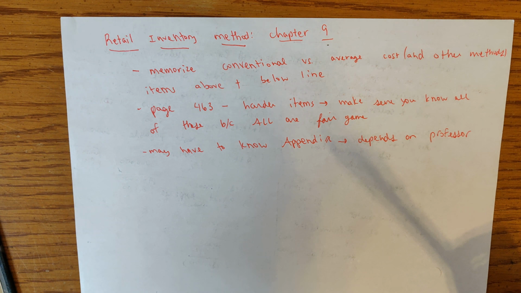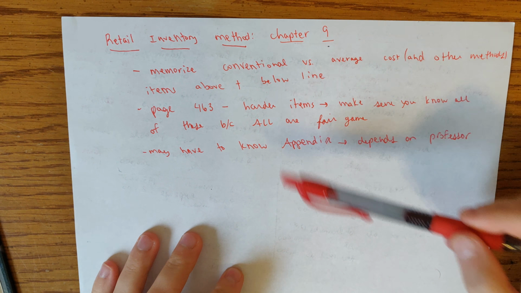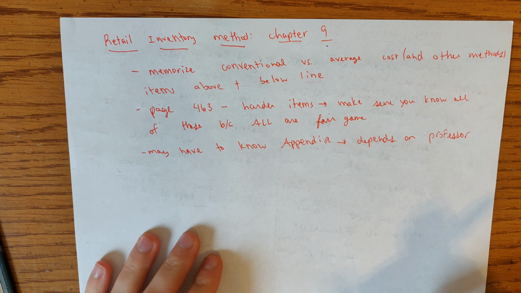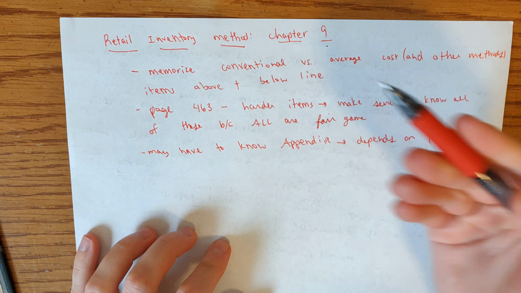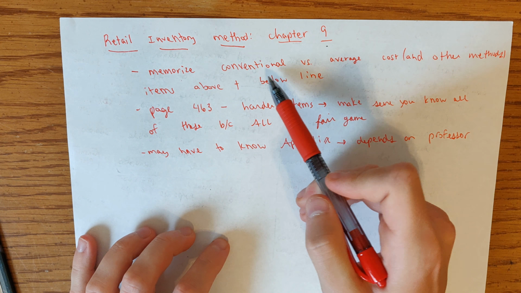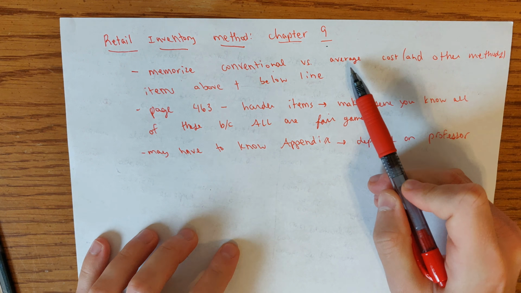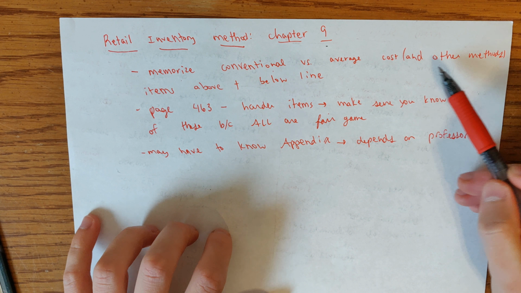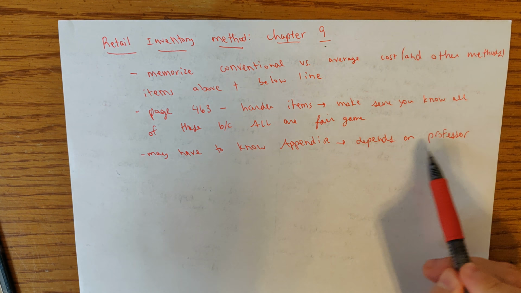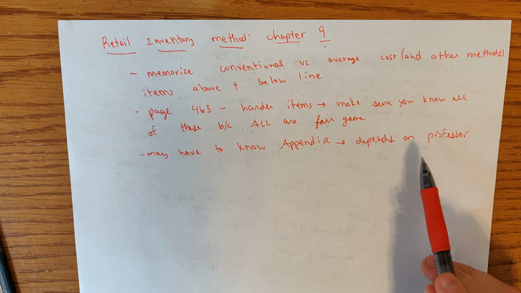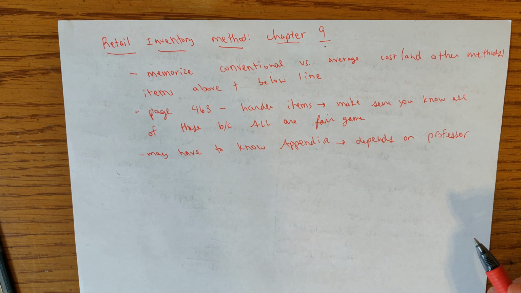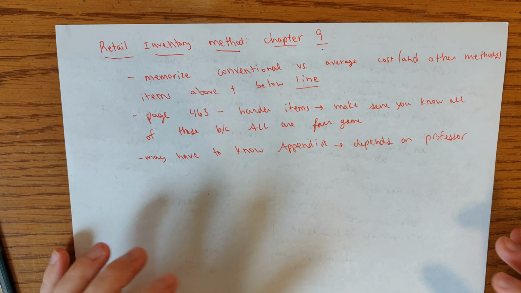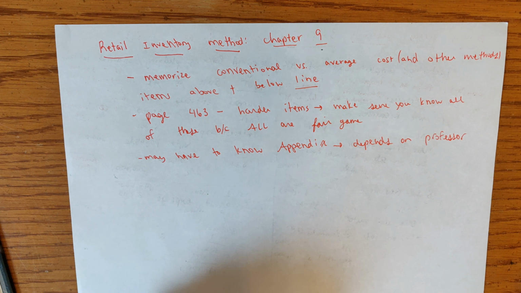Okay. And so I'm just going to give a few tips here of how to deal with the retail inventory method. Basically, this is one of the few areas in the class where you just have to memorize the differences between the conventional and the average cost method. And then there are other methods as well that are covered in the appendix. You might have to know those, depends on your professor. You also have to memorize the items that are above and below what they call the line. It's called the cost to retail ratio.